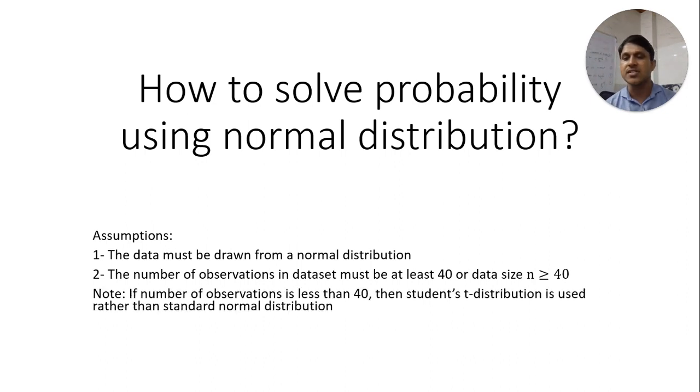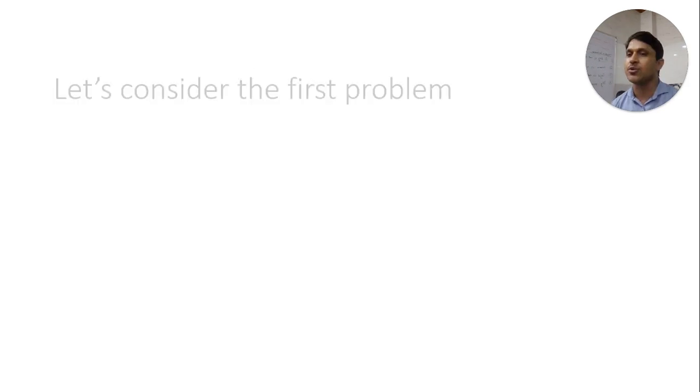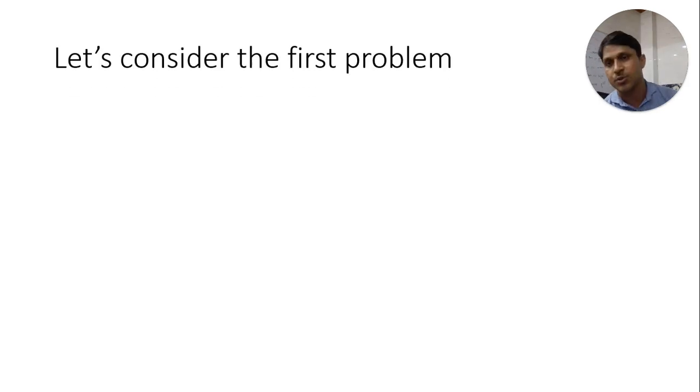These are the two assumptions, and if the number of observations is less than 40, then Student's t distribution is used rather than the standard normal distribution. It is very important because we must know when to use the standard normal distribution and when to use the t distribution. Okay, let's consider the first problem.